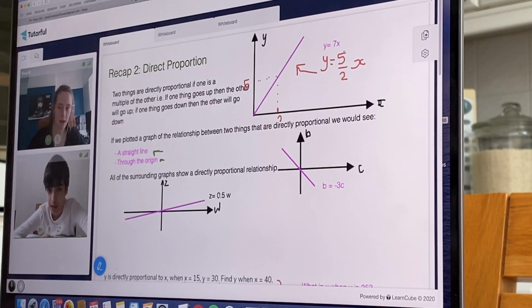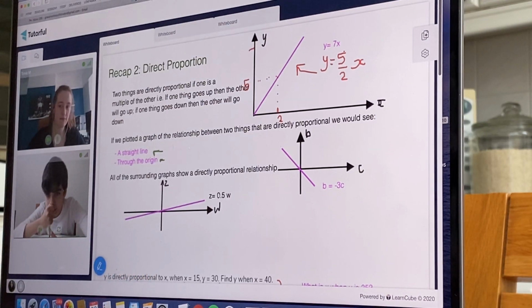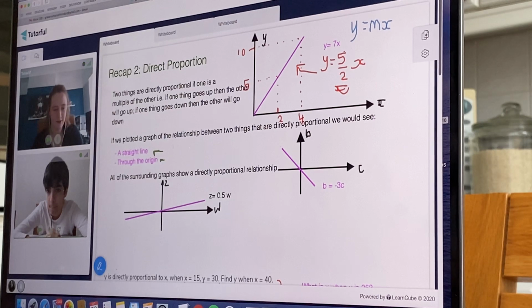So if we said when y is 10, what's x? We can do the same, by substituting 10 in, all we're doing is finding what x is. And that's because k is the gradient of the graph. Have you done gradients yet? Like y equals mx plus c? Does that make sense? Or has that made you more unsure?